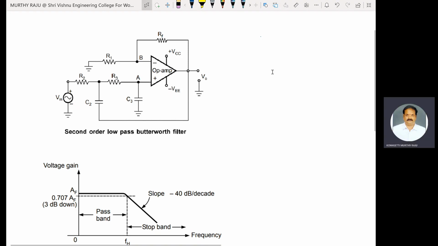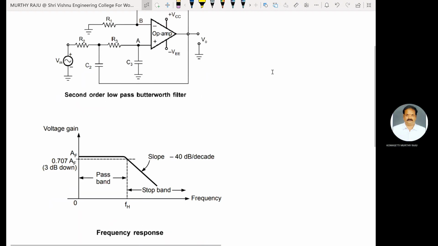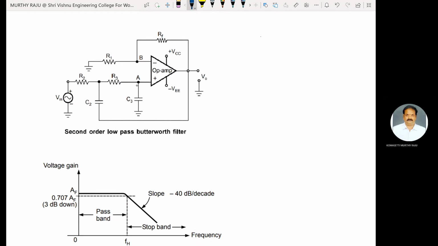Here I will explain second order low pass Butterworth filter analysis. The op amp is in non-inverting configuration. Therefore, in case of non-inverting op amp configuration, the gain AF is equal to 1 plus RF by R1.